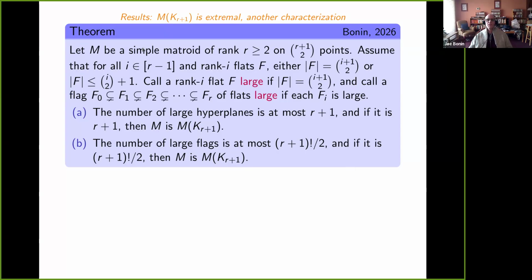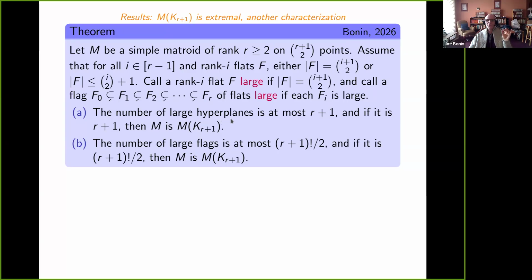So this result says, again, we have a simple matroid of rank r on r+1 choose 2 points. What we're assuming here is that for each i less than r, rank i flats either have i+1 choose 2 elements, so you can think of those as a complete graph on i+1 vertices, or their size is at most i+1 choose 2 plus 1. So you can think of that as bounded by a graph on i vertices together with an edge separate. Call those largest ones the large flats, and call a flag large if each of its flats is large.